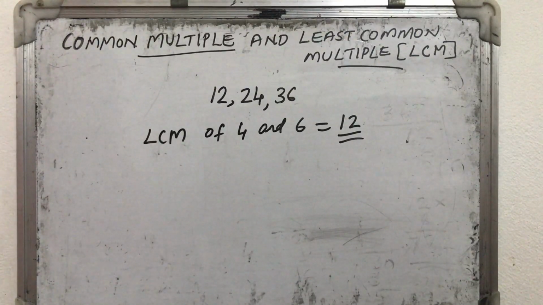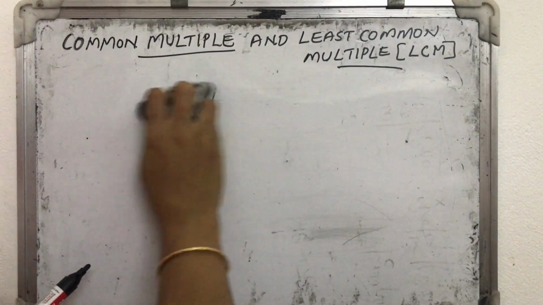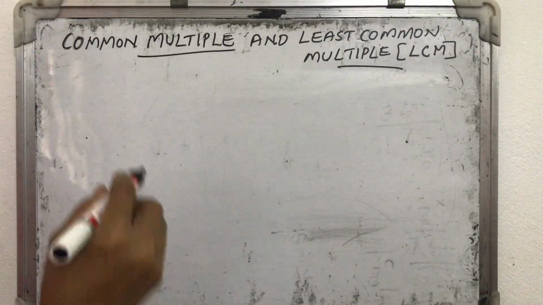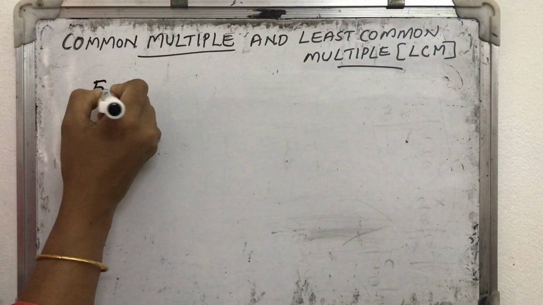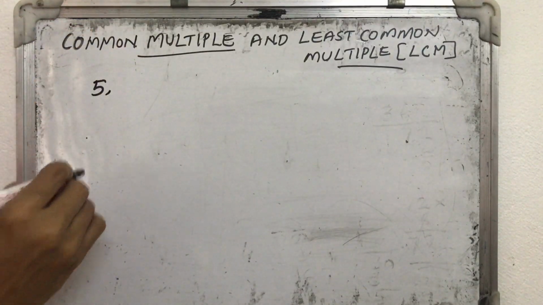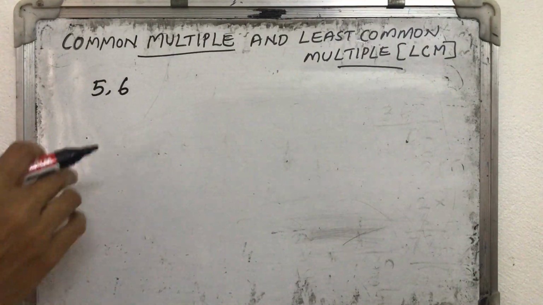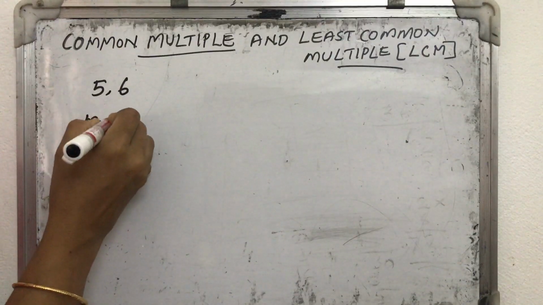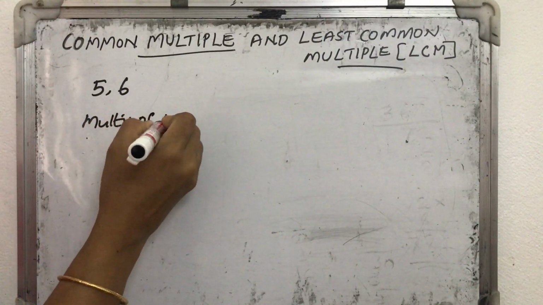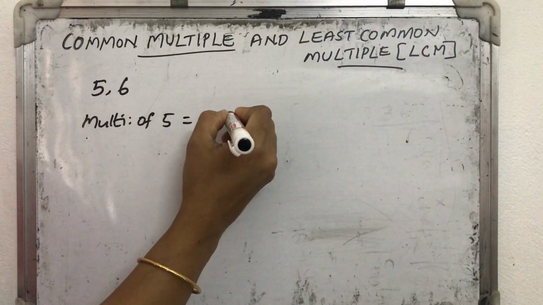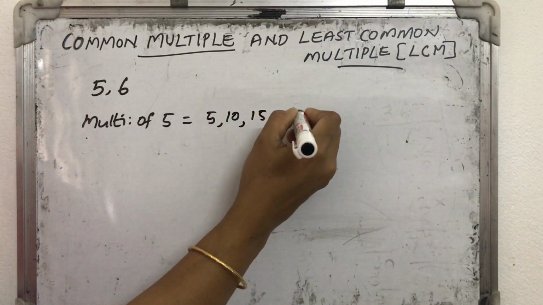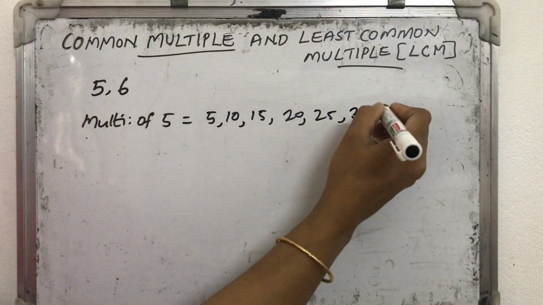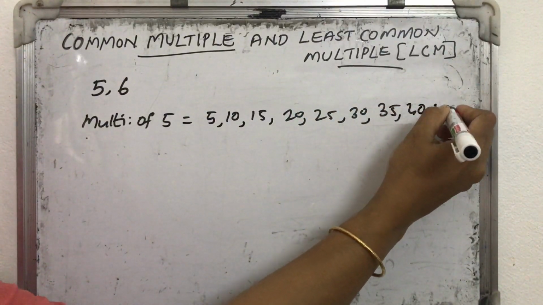Now there are other methods also for finding the least common multiple, that is LCM. Okay, so here is one example. Suppose we want to find the LCM of 5 and 6 using this method of listing the multiples. First we will find the multiples of 5. We can write any 10 multiples, that is enough. Then 5, 10, 15, 20, 25, 30, 35, 40, 45, 50.